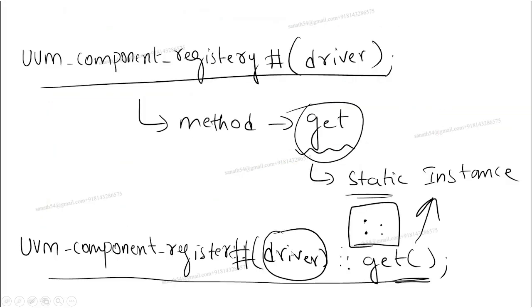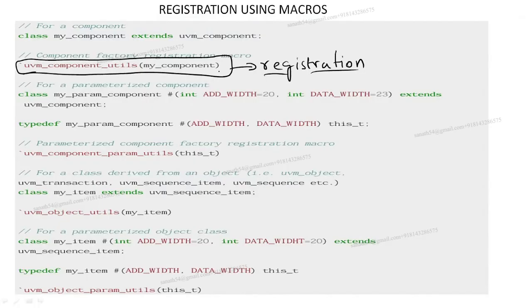In order to do this, we can do factory registration using macros, which we already saw. Suppose you want to do it for a component. How to write? Class my_component extends uvm_component, `uvm_component_utils(my_component). This is registration. By using macros, we are nothing but calling already predefined code.